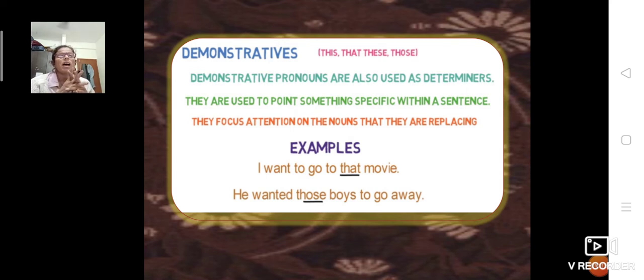For example, I want to go to that movie, right? He wanted those boys to go away. These boys are playing in the ground. So when you use it, we just refer to the noun. So you can see that movie is a noun. Those boys, noun, right? So those is used for plurals, whereas that is used for singular. This and that are used for singular nouns, whereas these and those are used for plural nouns.